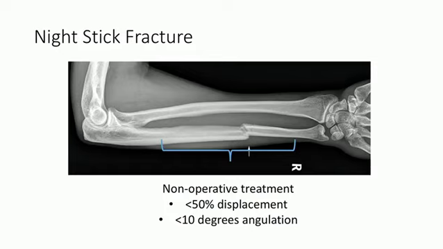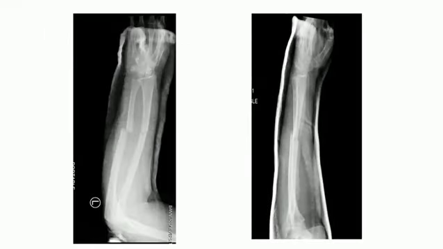These occur typically from a direct blow. They're actually also called nightstick fractures. The name comes from the old days when police would carry nightsticks and go after people who were breaking the law and hit them. They put their arm up to parry the blow away, and they get a direct blow, typically described through the middle 2/3. And if it's displaced less than 50% or 10 degrees of angulation, it's perfectly amenable to non-operative management with an ulnar gutter splint.